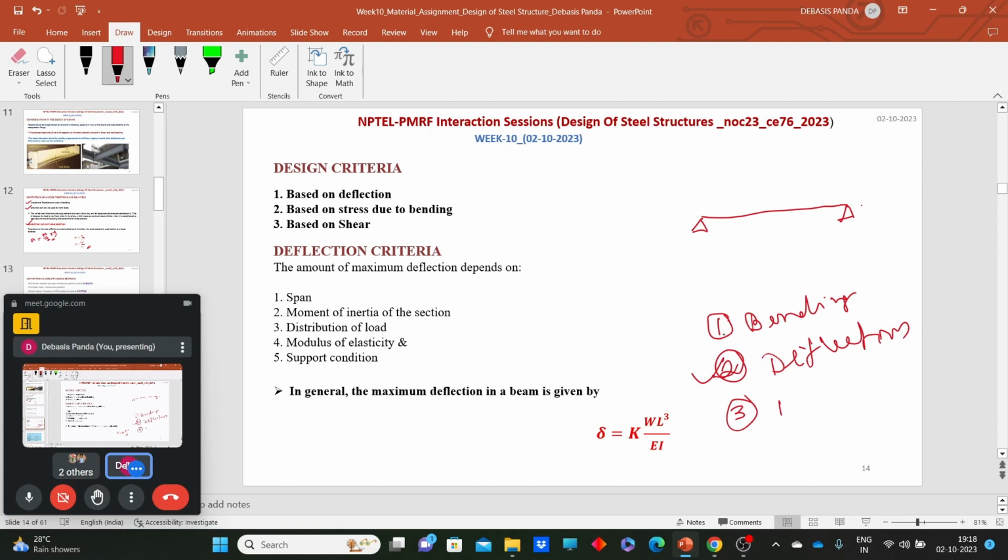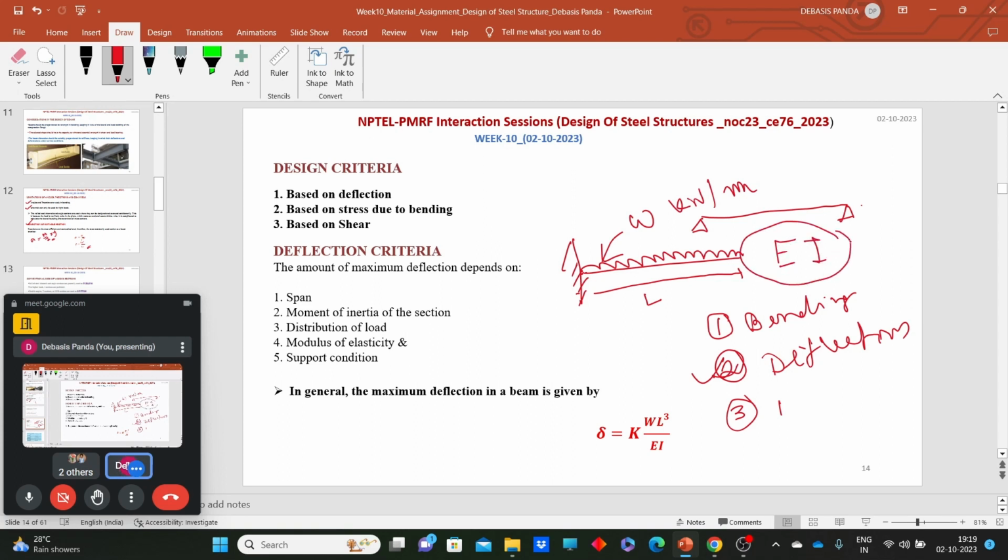So first, let's go with the deflection criteria. We all know about deflection, right? For example, we have a cantilever beam subjected to some loading. This beam has length L, a load W kilonewton per meter, modulus of elasticity E and moment of inertia I. So we can easily calculate the maximum deflection due to that load, right?